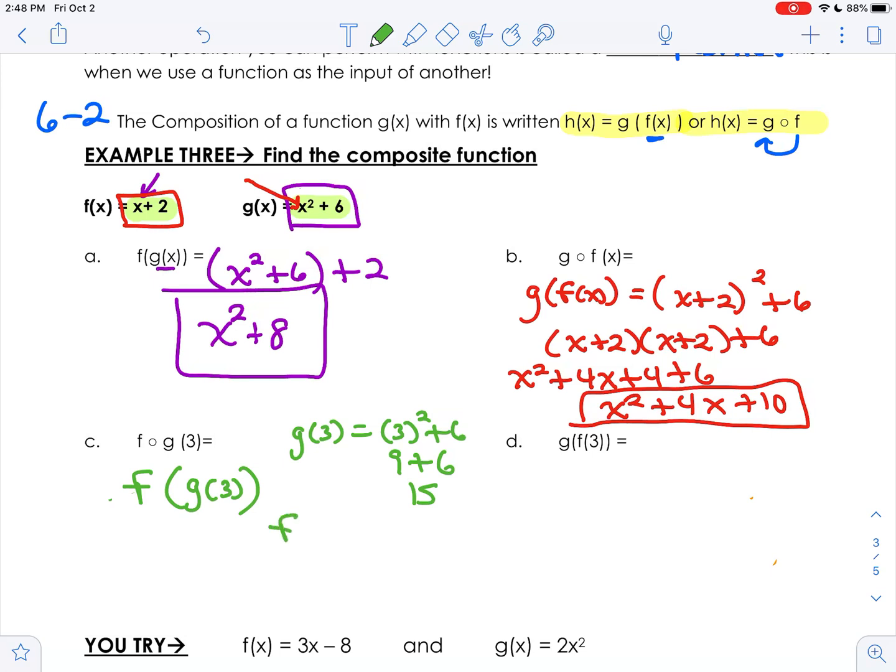Then we take that output and we make it an input into the f function. So I want f of 15, which means the f function is x plus 2. So I want 15 plus 2, 17. And that becomes our final answer.